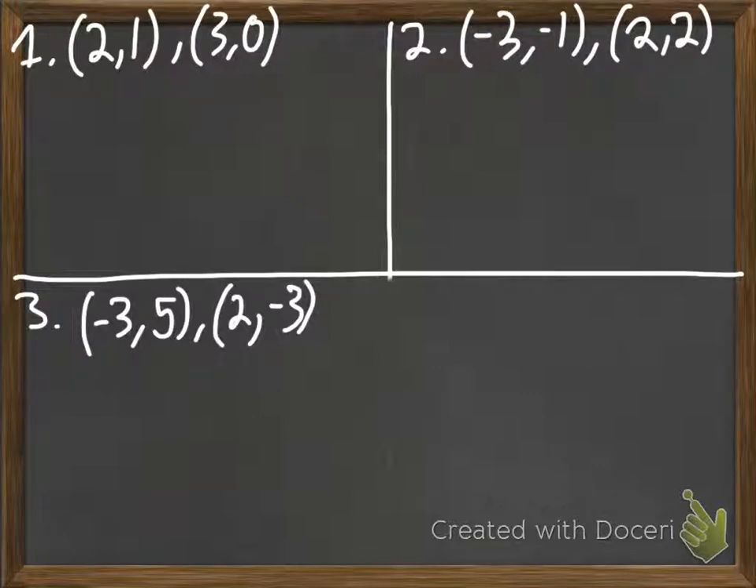Okay, here are 3 examples. I want you to do these examples in your group. We're going to find the slope of these 3 sets of points. So go ahead and do that now.